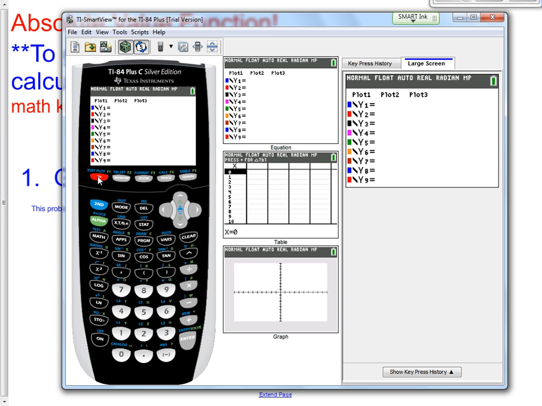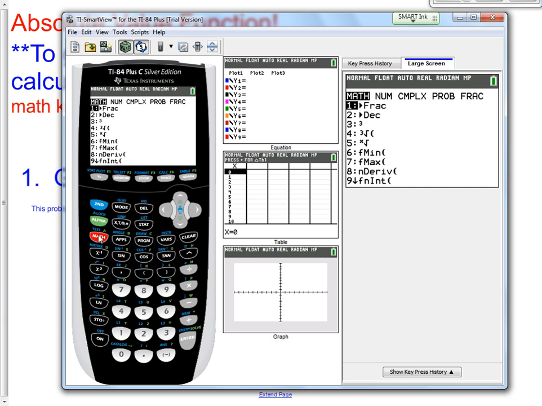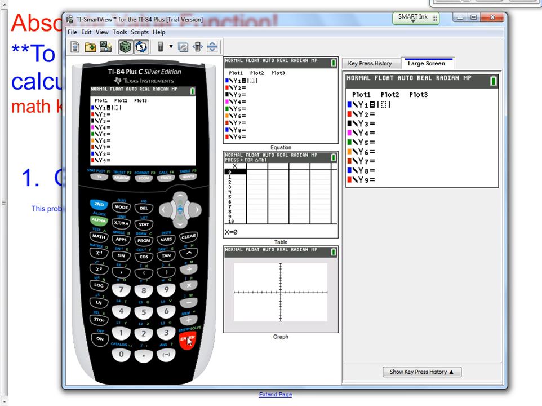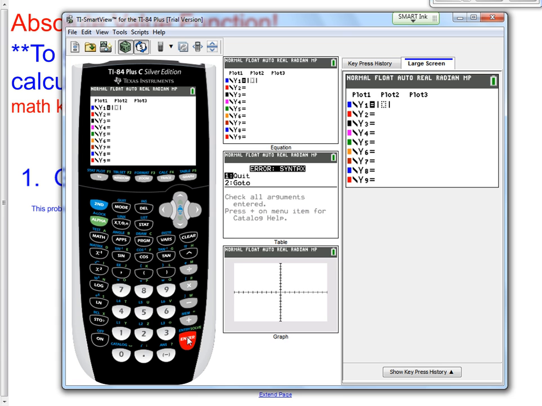So you're going to press right now Math, which is the third button down on the first column. Math, go over one column to NUM. And then the first one, ABS, stands for absolute value. Press enter right there. And I got absolute value bars, and hopefully you got that as well.